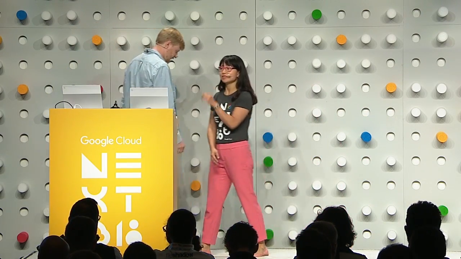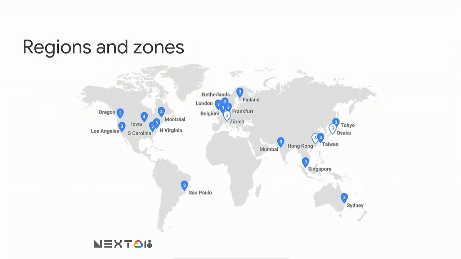Thanks, Jeff. So let's say you've decided that GKE is the right solution for your workloads. A next key decision that will influence the reliability and availability of your application is how you deploy your GKE cluster across GCP locations. So at the moment, you have a choice of 17 regions and 52 zones, and these are expanding all the time.